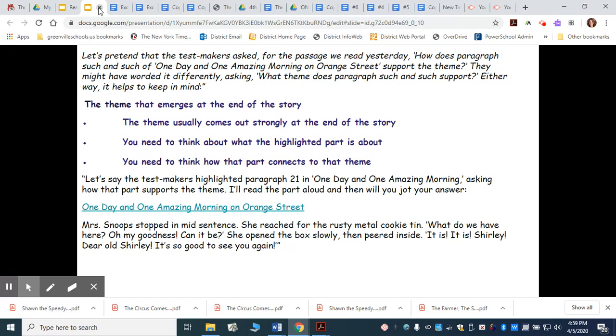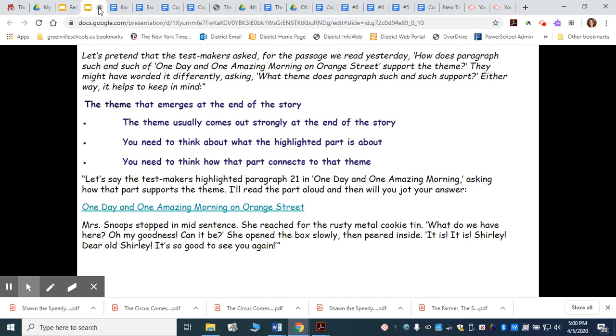So what might the theme be for that story? What is the passage teaching? What life lessons? You need to think about themes. When you're reading these passages, you need to be thinking about themes as you read it. Maybe not the first time, but the second time, definitely be thinking about themes.